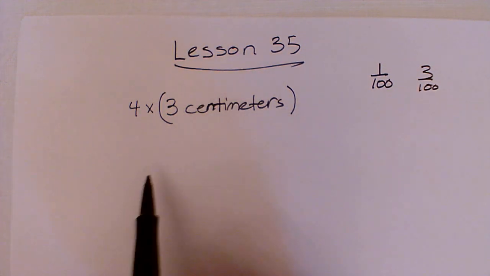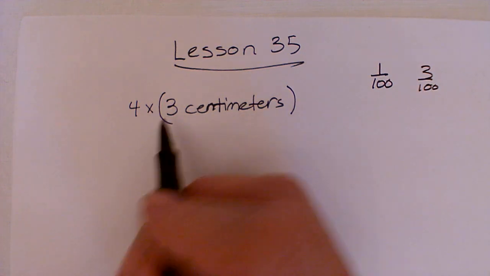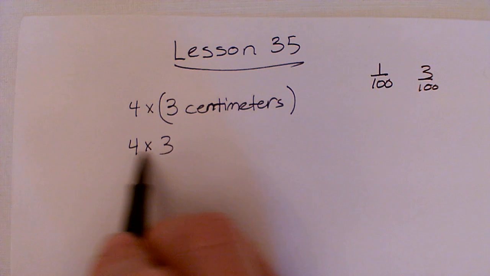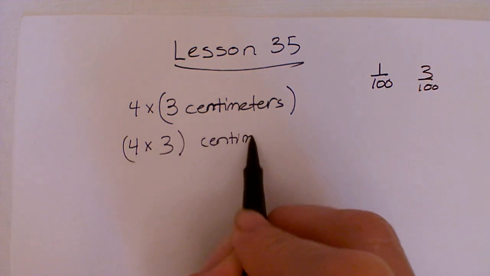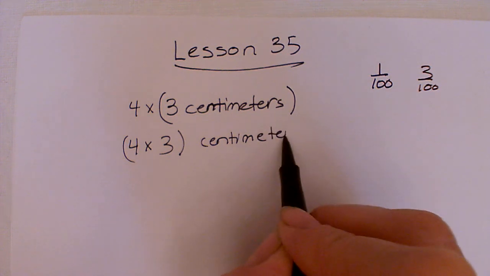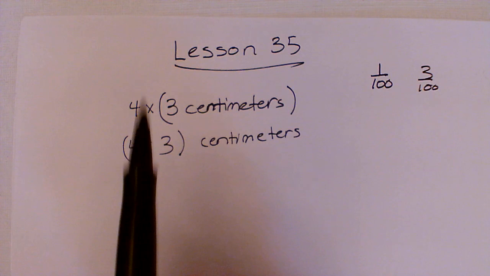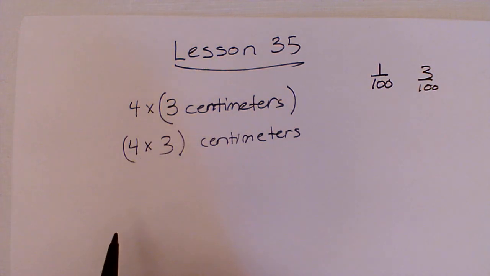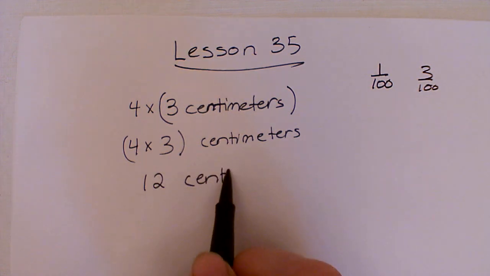We can treat centimeters like a label, because that's really kind of like the denominator. And so what we could do is we can actually associate the 4 times 3 and keep the centimeters separate. So what we're doing is we're using the associative property to group things differently to make it easier to multiply. And when we do that, when we have 4 times 3 centimeters, and then we group the 4 times 3 together, we end up with 12 centimeters.